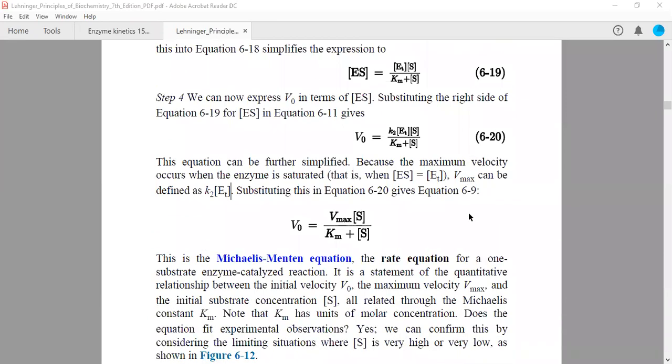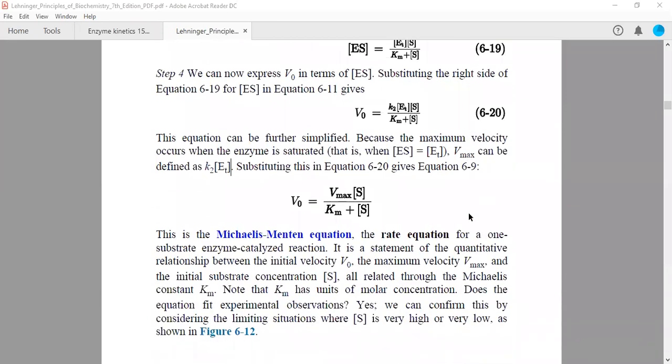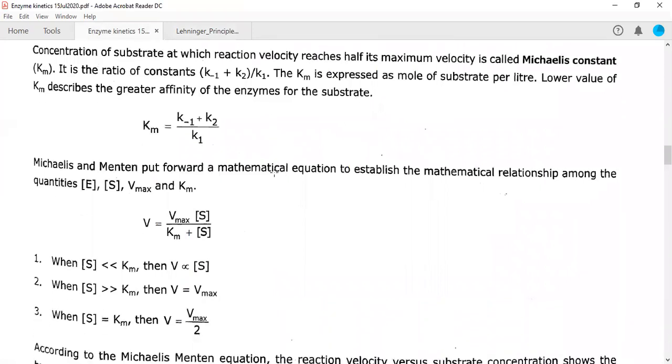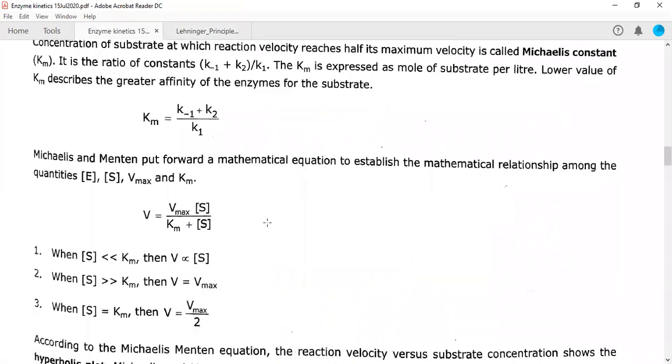Now there are three possibilities. First of all, you can assume that the substrate concentration is less than Km, more than Km, or equal to Km. Then what can happen? This is given in your Pathfinder also. So there are three possibilities if you are able to achieve this equation, where V naught, or initial velocity V, is equal to V maximum into substrate concentration divided by Km plus substrate concentration.